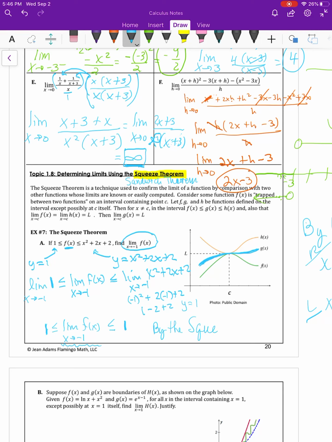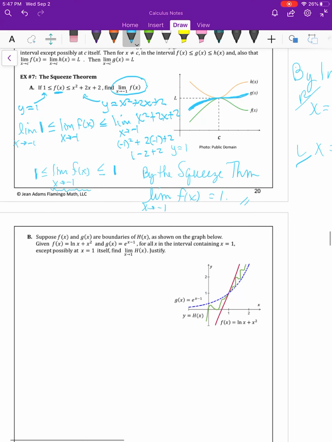So by the sandwich theorem or by the squeeze theorem, the limit as x approaches -1 of f of x has to be 1. Okay, because it was sandwiched between it. So they gave us an inequality here, and they asked us for a limit, and we chose to do that on every single term, on the first term, the middle term, and the last term.